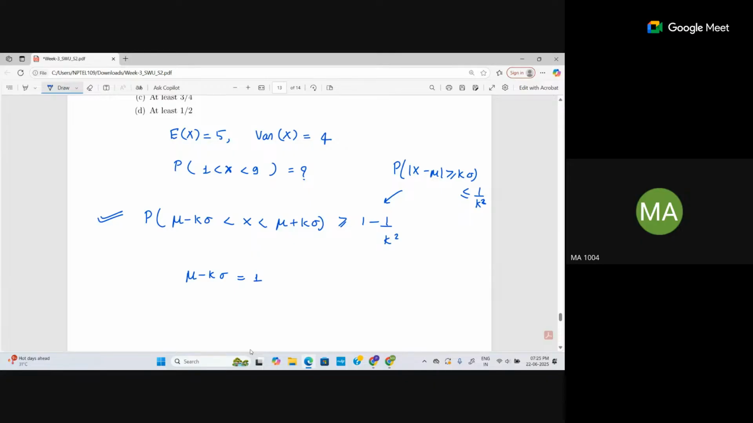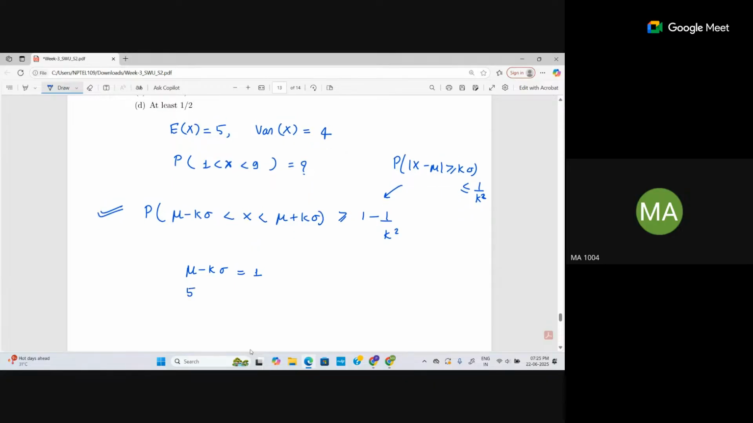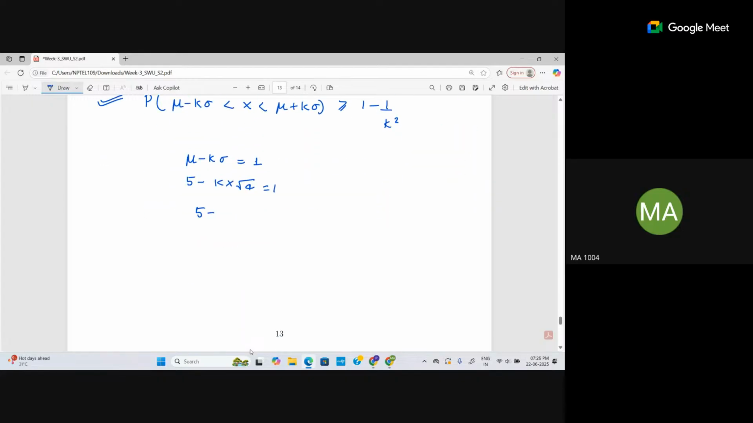So mu is 5 minus k into sigma, which is standard deviation, so it will be square root of 4, right? So 5 minus 2k, it is given as 1. Okay, so 2k will be equal to 4, so k will be equal to 2, right? Is it clear up to this point?